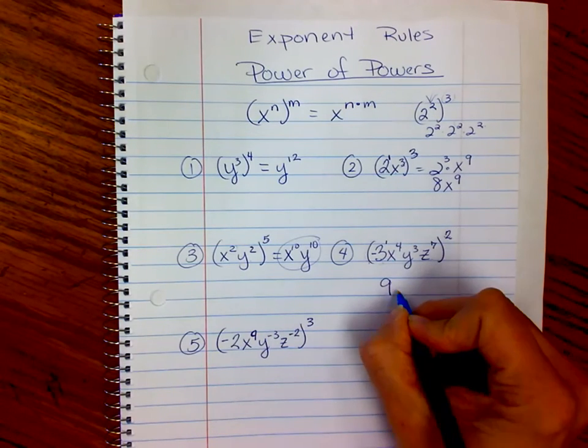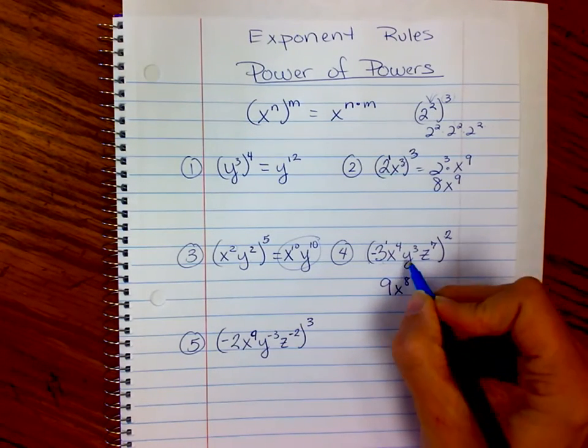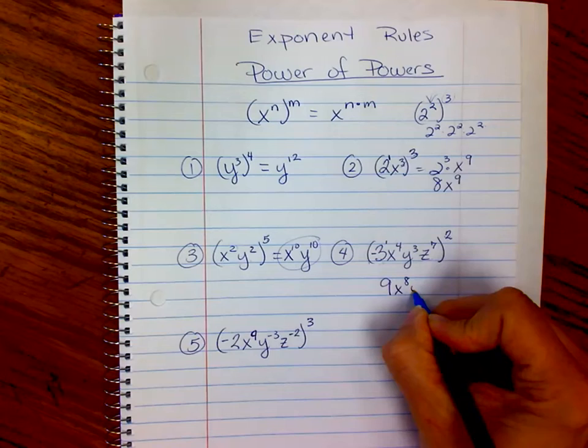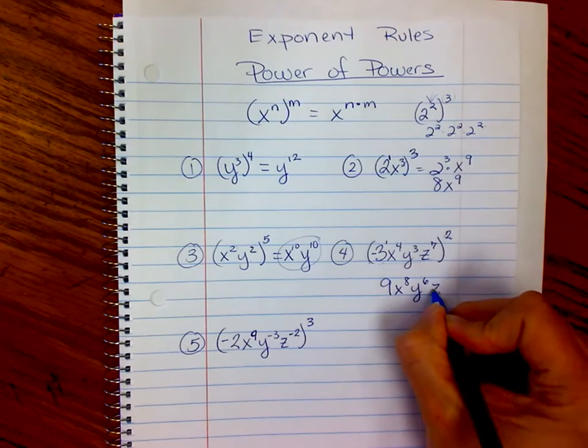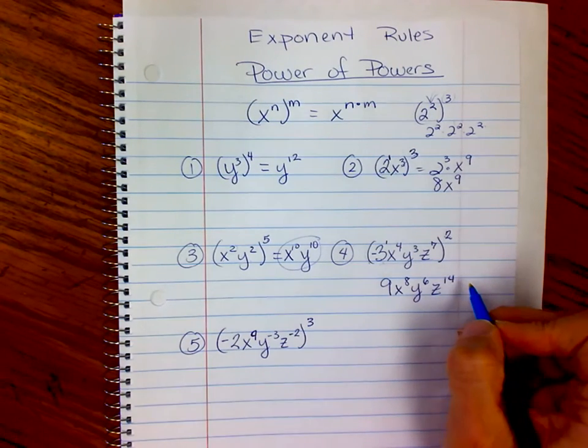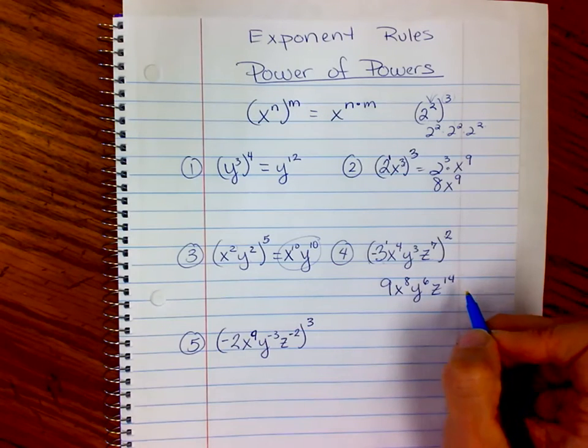X to the 4th squared is x to the 8th. Y cubed squared is y to the 6th. And z to the 7th squared is z to the 14th. I just multiply all the exponents.